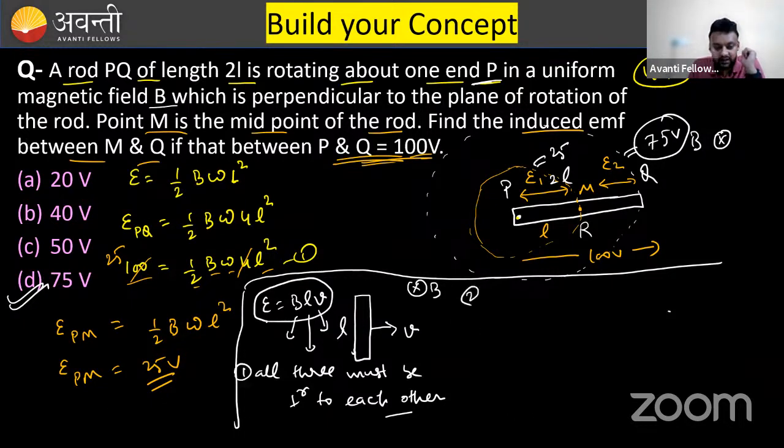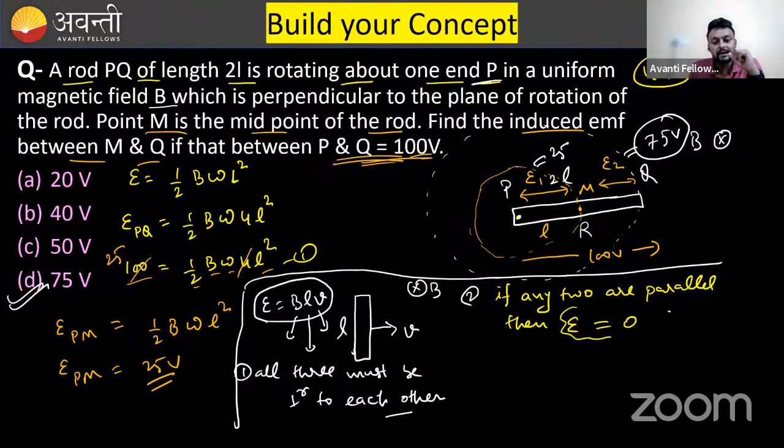The second punchline that I will share with you is, if any two of B, L, V are parallel, then the EMF induced will be zero. Make it a punchline. Write it in your notebook. If any two are parallel, then the EMF will be zero.